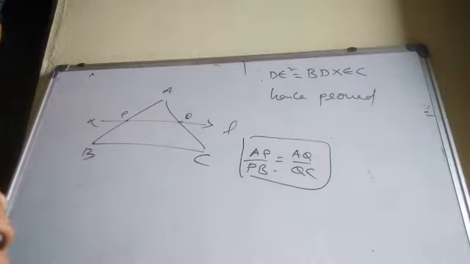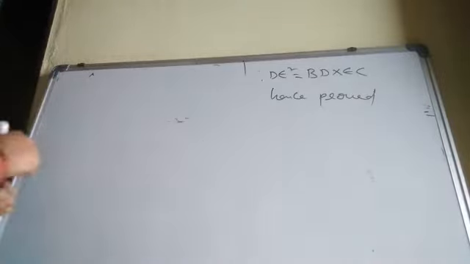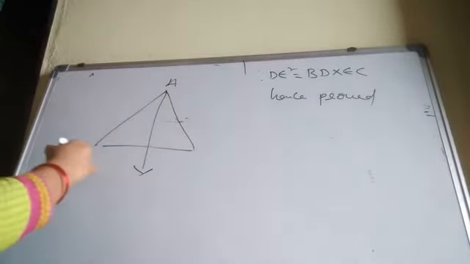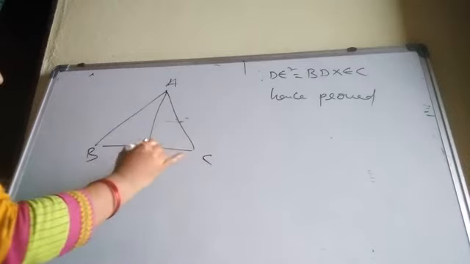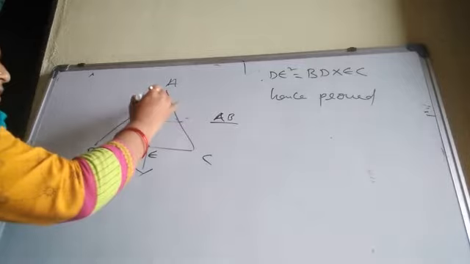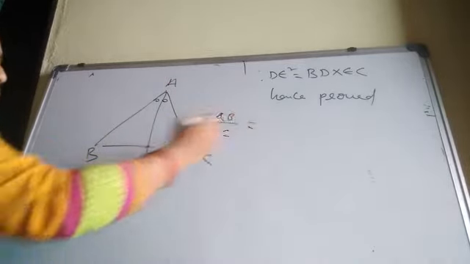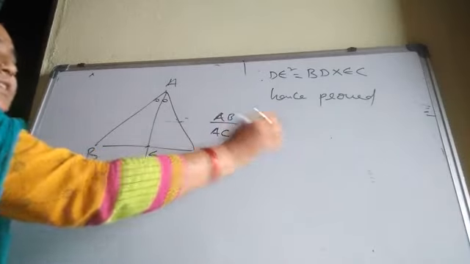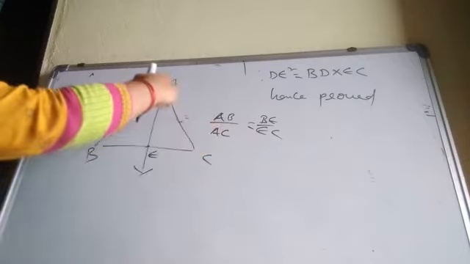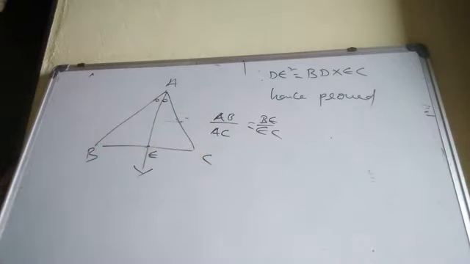Angle bisector what? Draw the triangle for that also. Draw triangle A. Here A is the bisector. B, C, here E. Here these two angles are equal. AB upon AC equal to BE upon EC. This is the angle bisector theorem. Converse of this one, this ray AE is the bisector of the angle BAC. That is your converse of the angle bisector theorem.